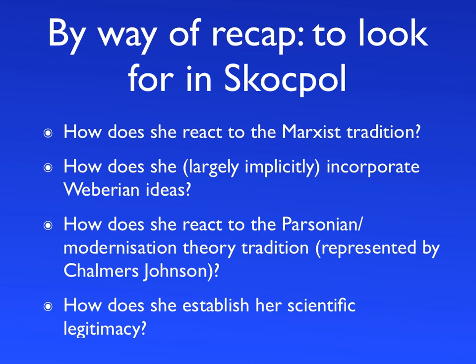How does she react to the modernization theory tradition, which she represents by the theorist of revolution Chalmers Johnson? And finally, as I suggested, one of the things that was really important to the field of comparative politics after the breakdown of modernization theory was how scientific legitimacy was going to be reestablished when this particular vocabulary, perhaps pretentious nonsense as Barrington Moore called it, but a vocabulary that seemed very scientific, had been overthrown. How is Skocpol able to, and to what extent is she able to establish her scientific legitimacy? So those are some things to look for. Okay, that's it.